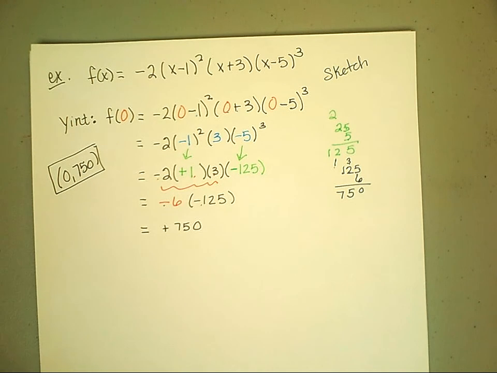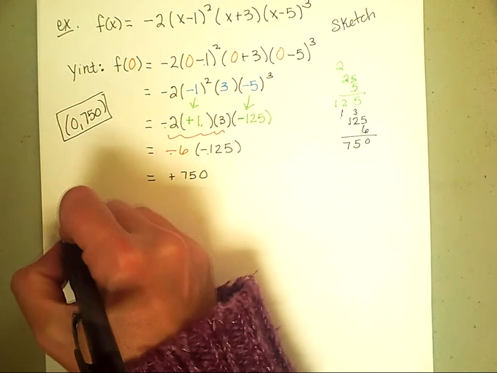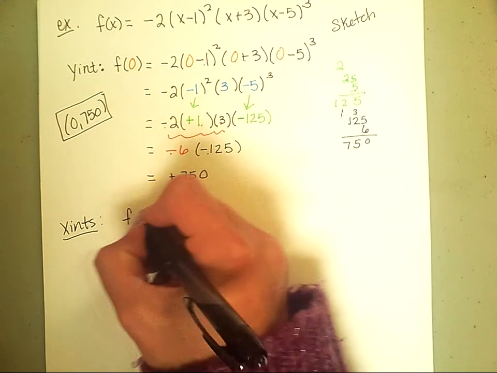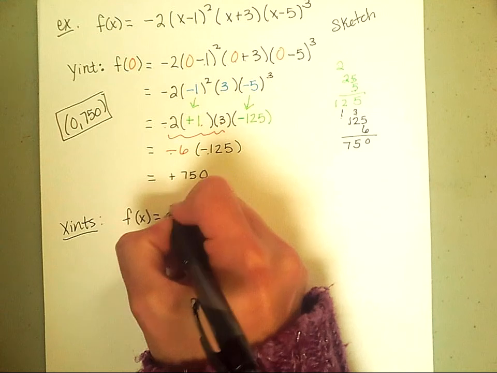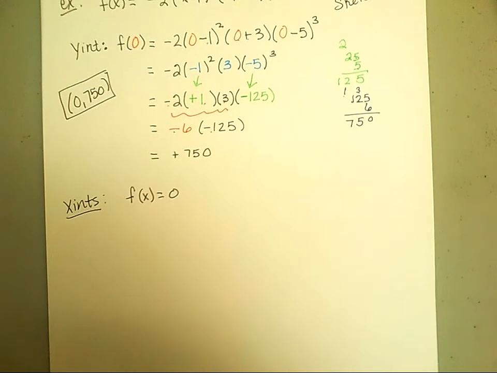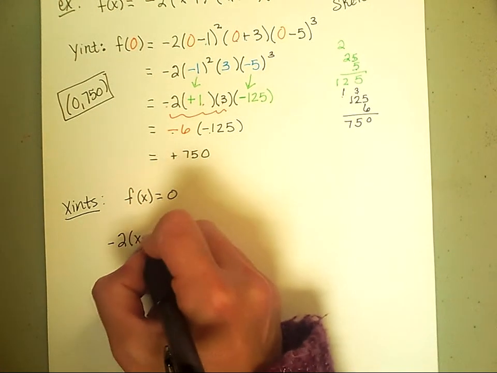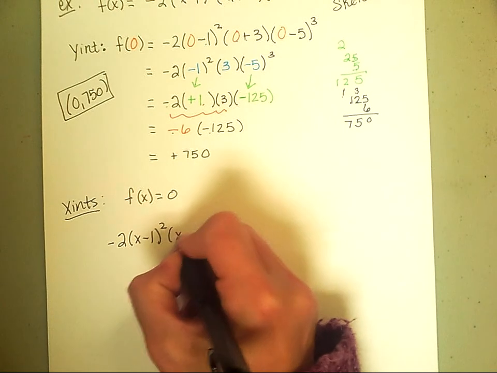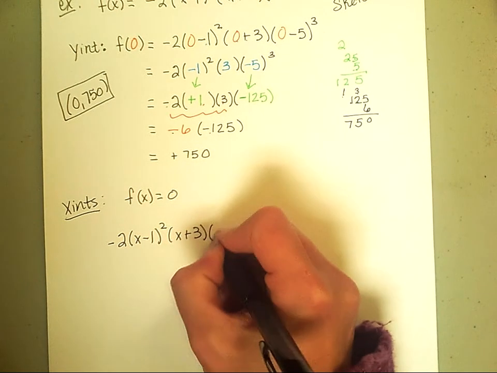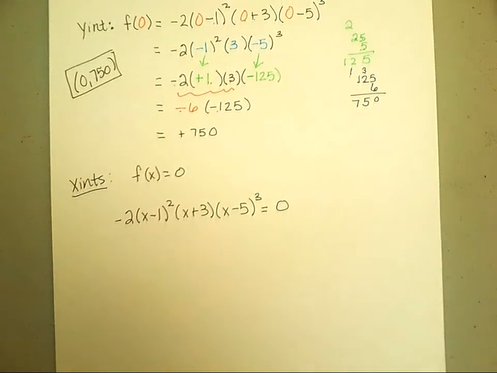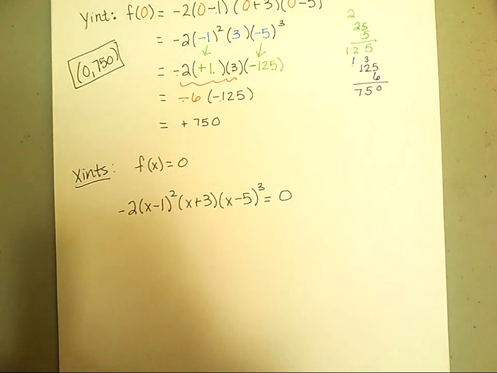Okay. So that's the y-intercept. Now, the other important points that we need are the x-intercepts. The x-intercepts come when we let the function equal 0. So we're going to take negative 2 times x minus 1 squared times x plus 3 times x minus 5 cubed, and let that equal 0.